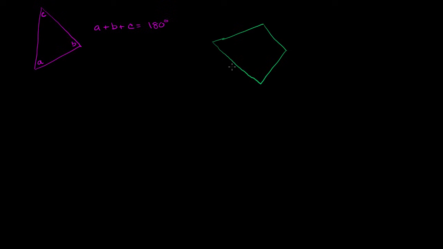So the way you can think about it with a 4-sided quadrilateral is, well, we already know that the measures of the interior angles of a triangle add up to 180. So maybe we can divide this into 2 triangles. From this point right over here, if we draw a line like this, we've divided it into 2 triangles. And so if the measure of this angle is A, this is B, and that is C, we know that A plus B plus C is equal to 180 degrees.